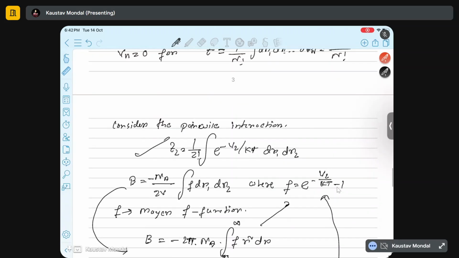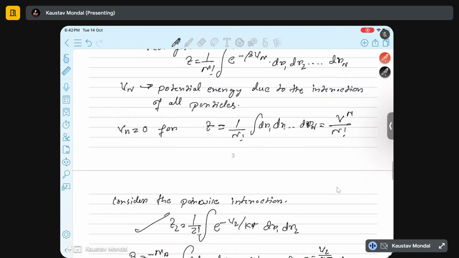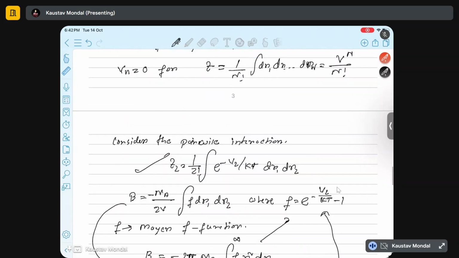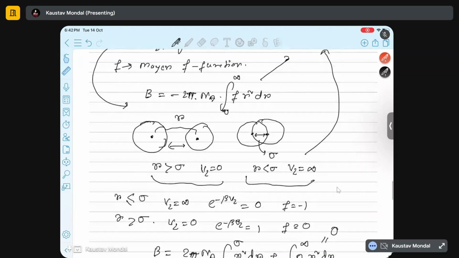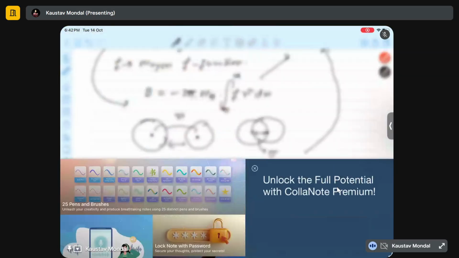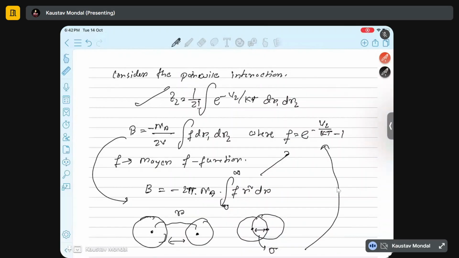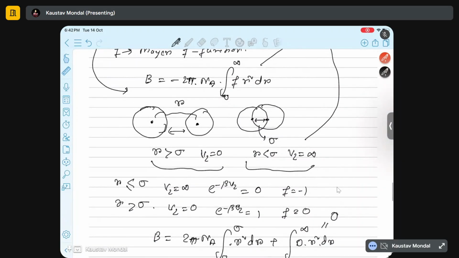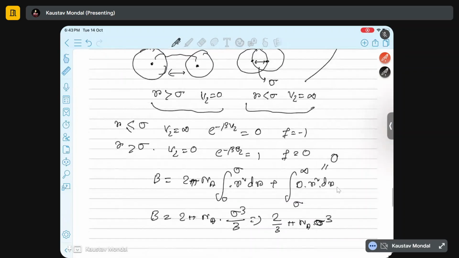This is for the case of pairwise interaction between two particles, two hard interacting spheres.